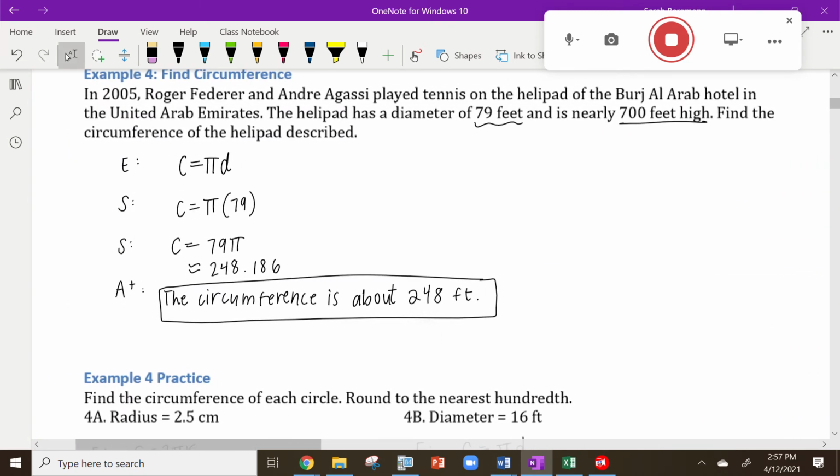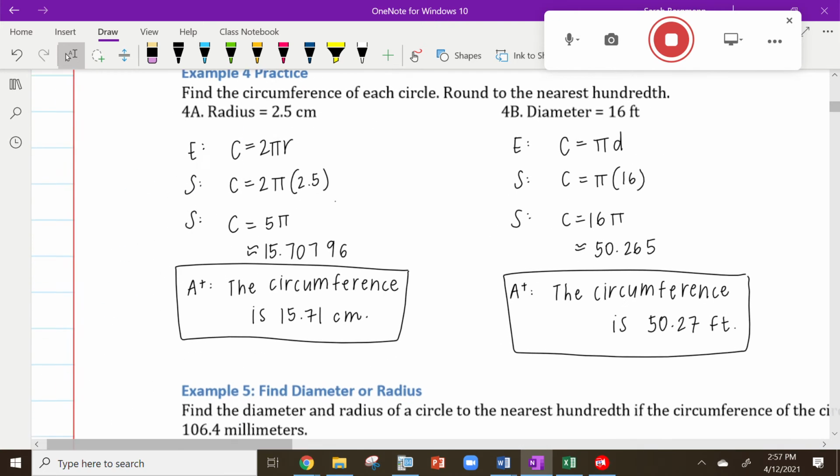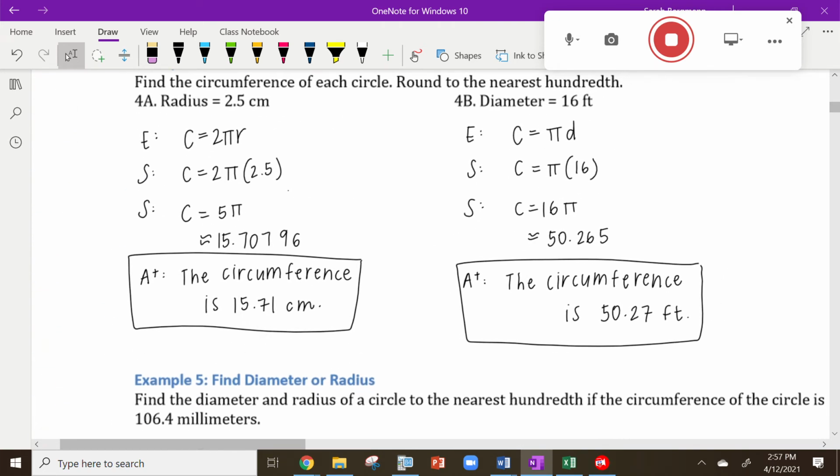All right, I gave you 2 practice problems to try below. For 4A, I gave you the radius. For B, I gave you the diameter. I want you to try those. Pause the video now. Here are the correct answers.